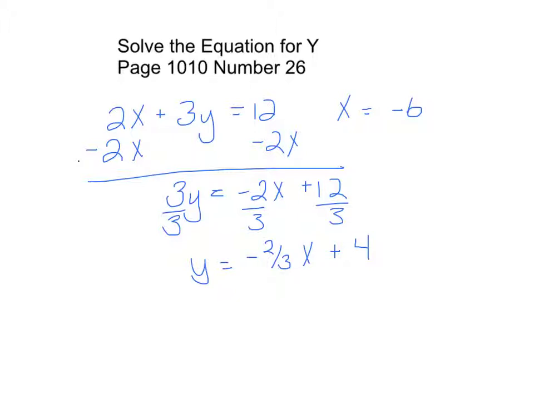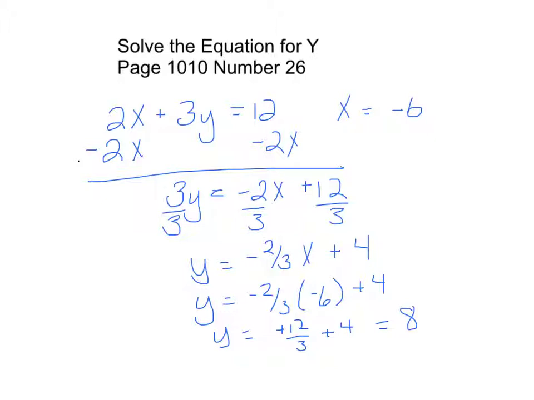Now we need to insert -6 in for x. So again, I'm going to remember to put it in parentheses because that does make a difference. Now, what is -2/3 times -6? That would be positive 12/3. And then I could reduce 12/3 into 4. So I really have 4 plus 4, and that equals 8. So when x is -6, y equals 8.